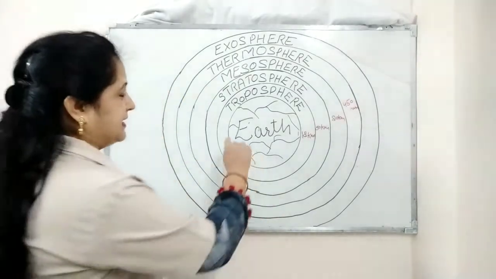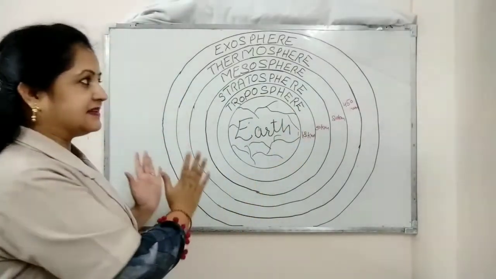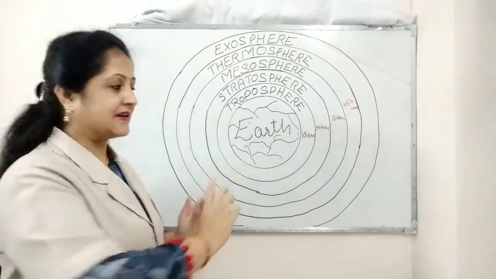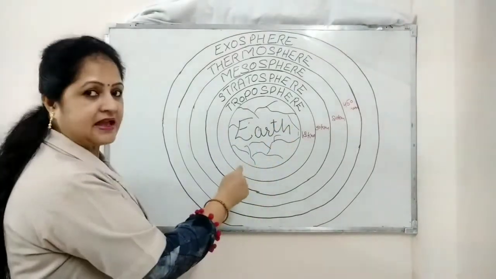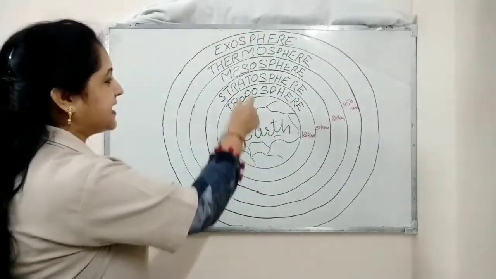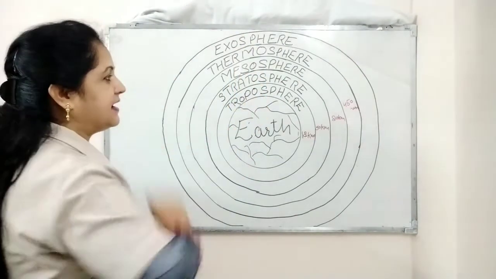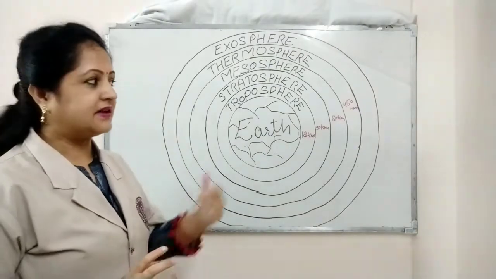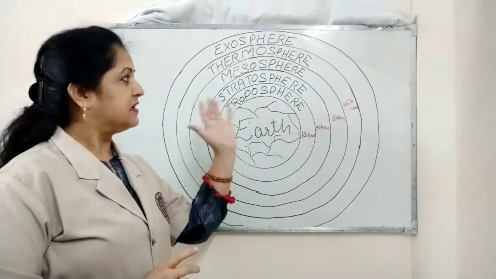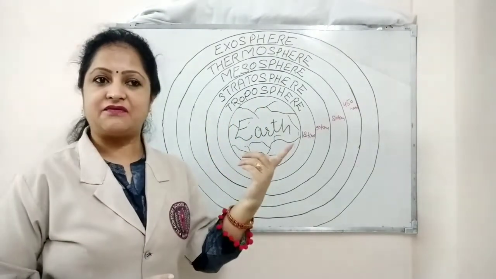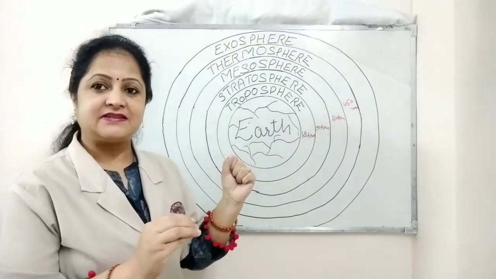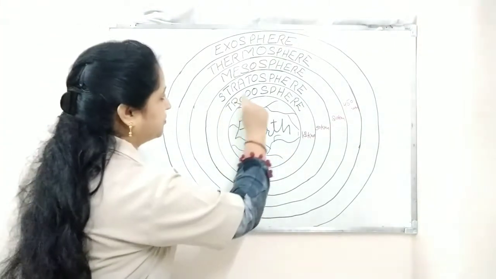As you can see, I have drawn this diagram here. In this diagram, this is our earth, and after that earth, I have drawn all the 5 layers of atmosphere. We'll discuss all these layers one by one. So let us start with the first layer. First layer is troposphere. So this is our troposphere.